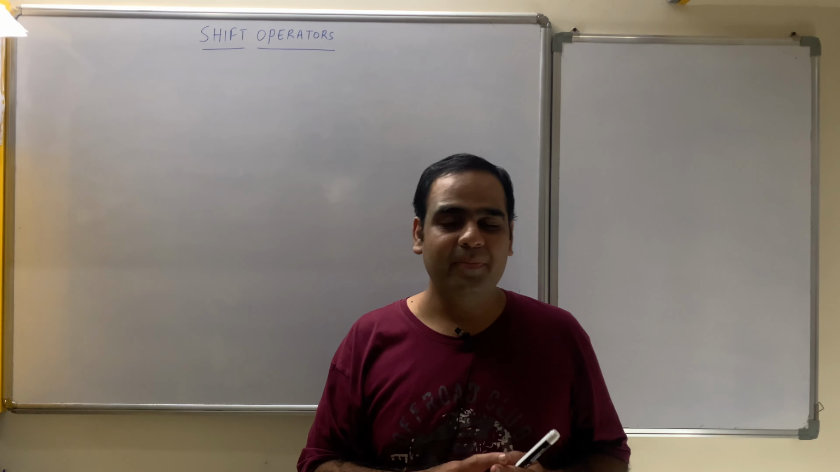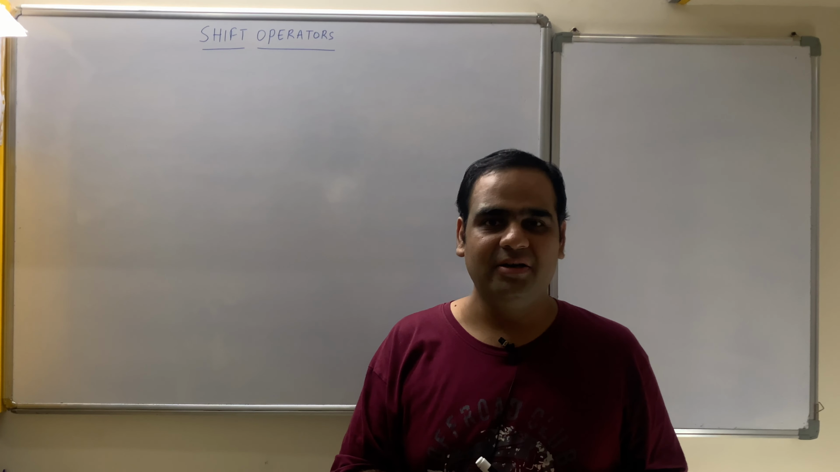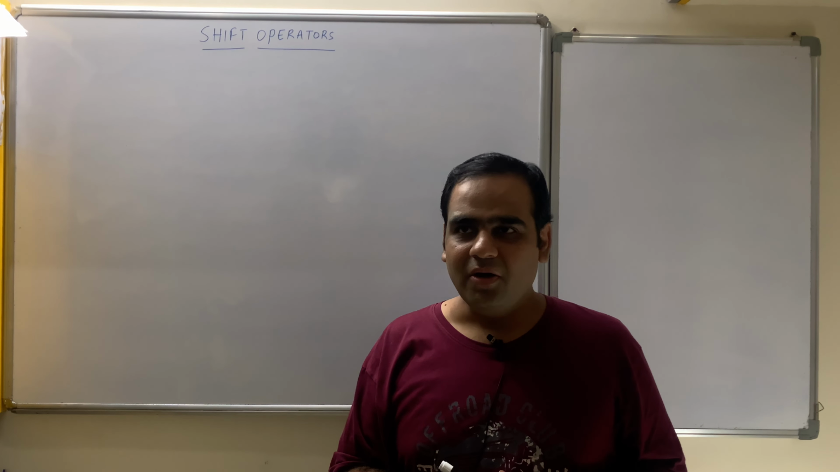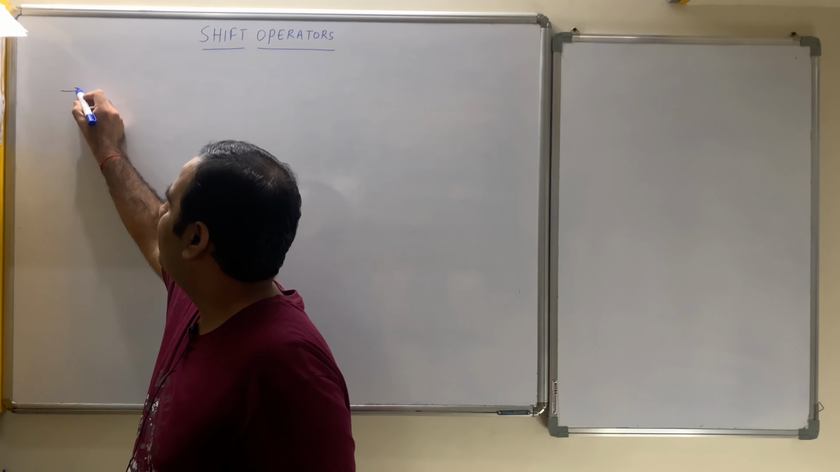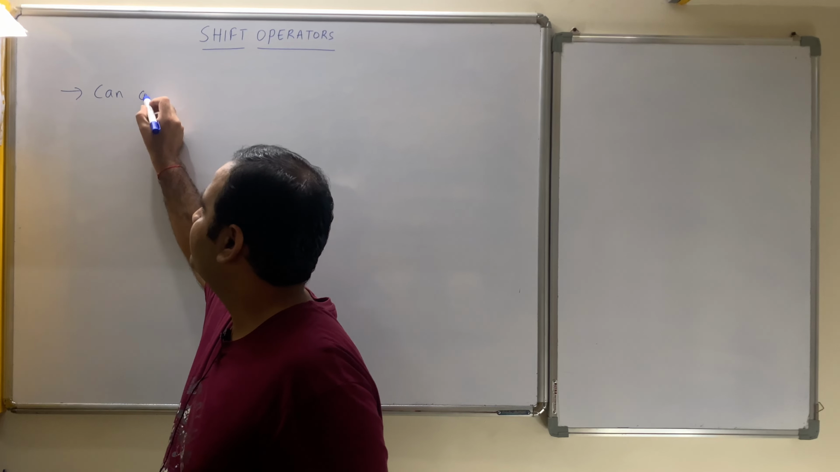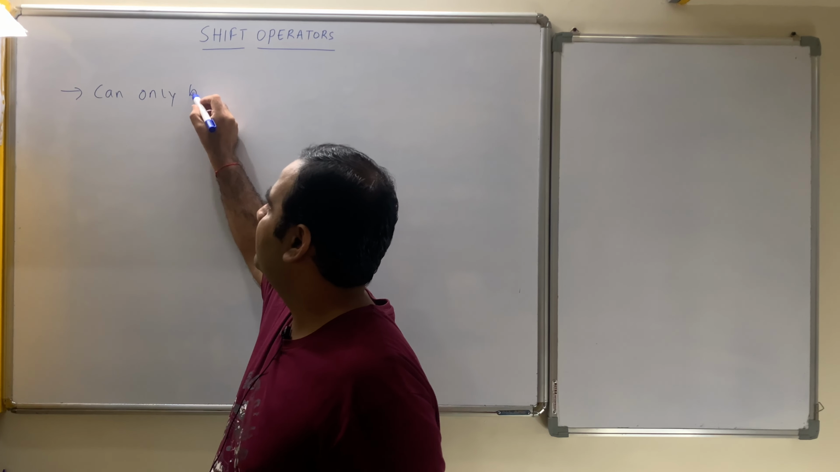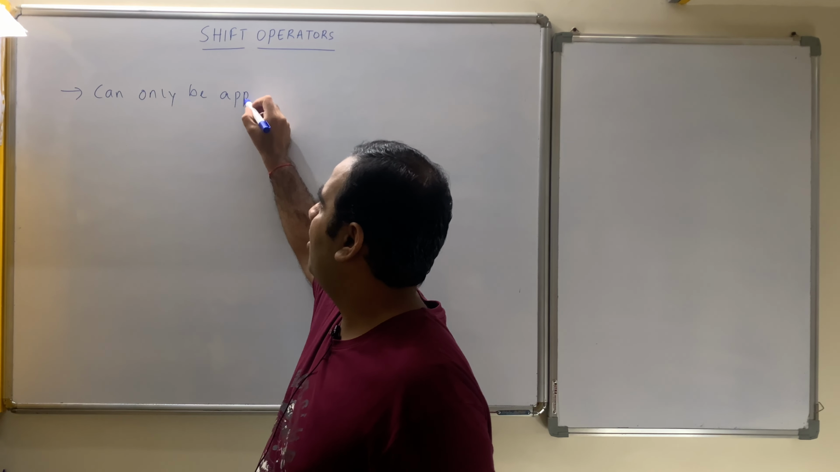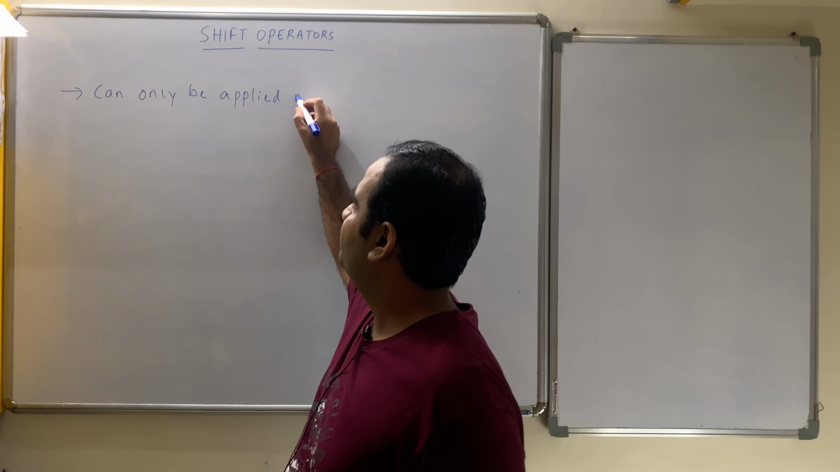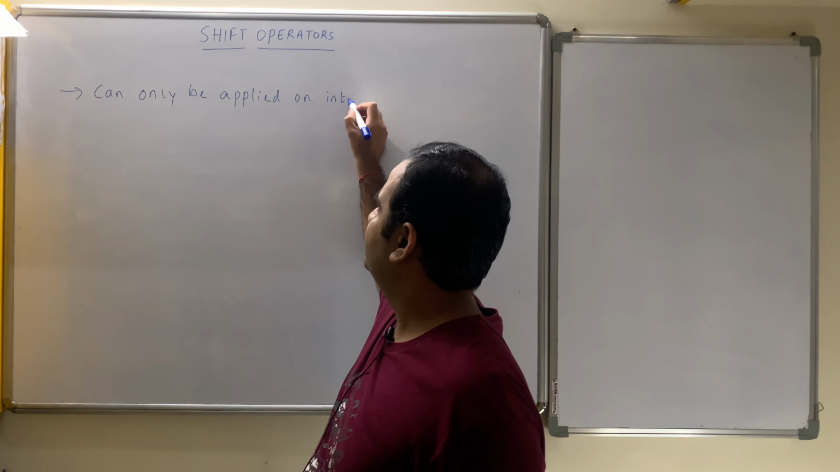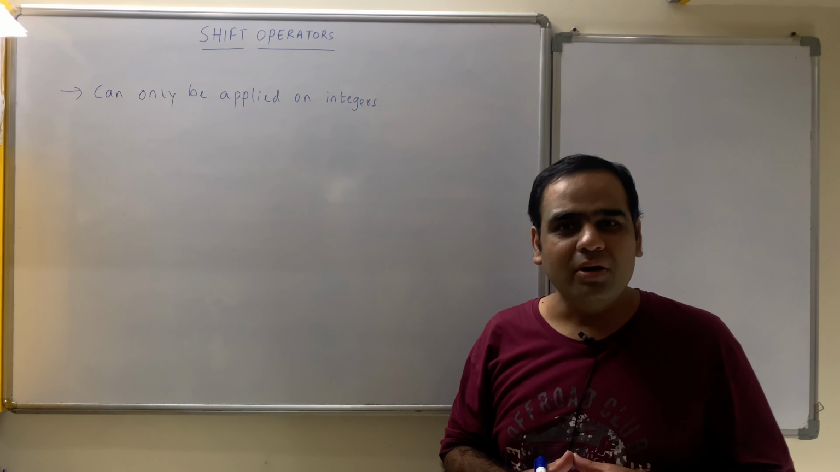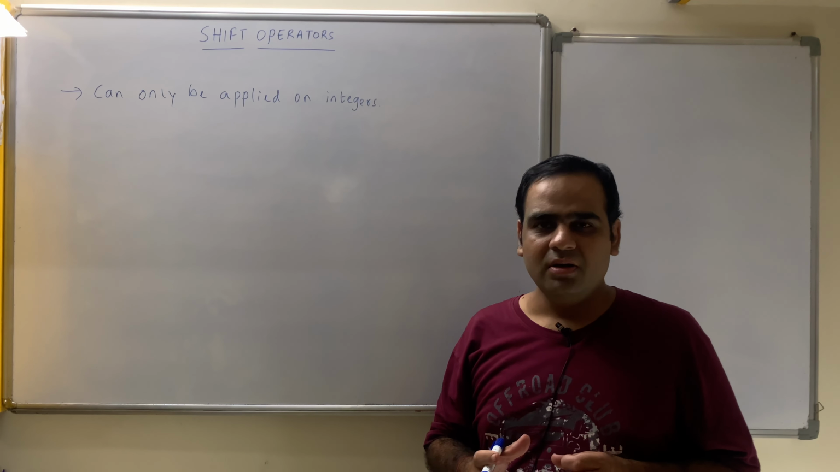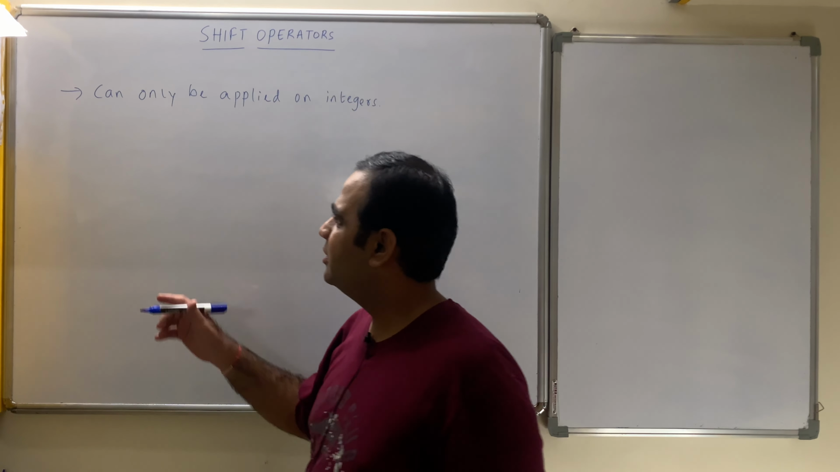The binary representation of a number is the bit pattern. Now these shift operators can only be applied on integers. These shift operators cannot be applied on real numbers. Now what does this shift operator do?